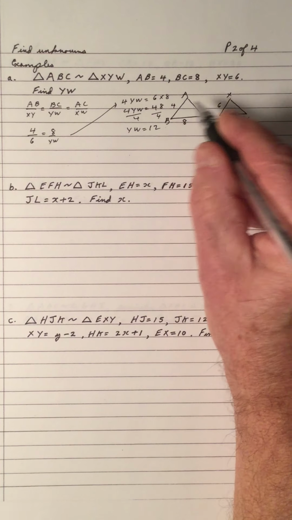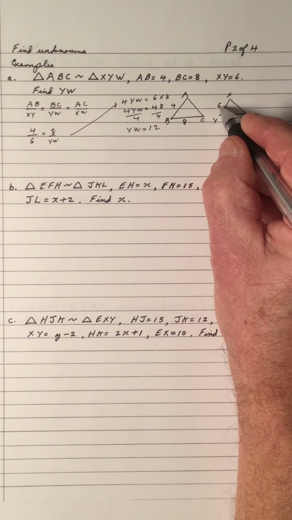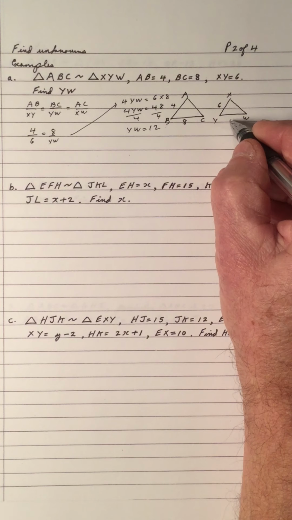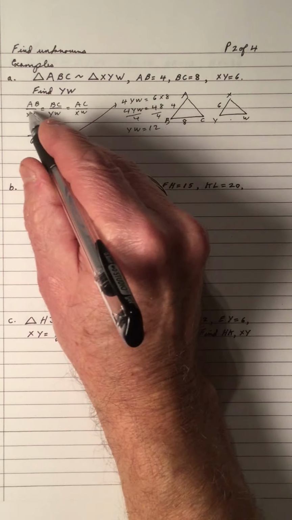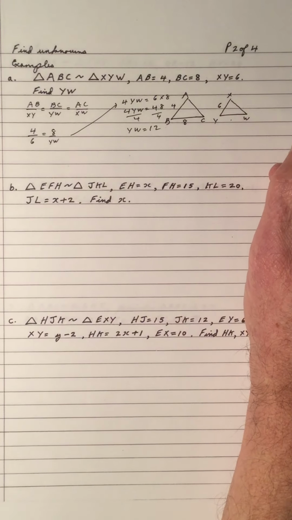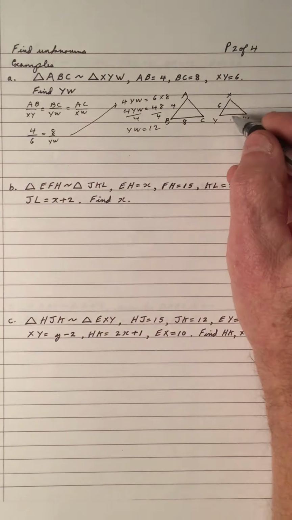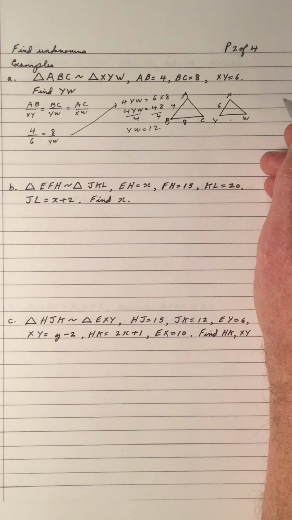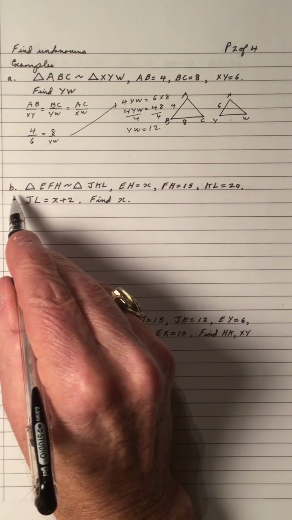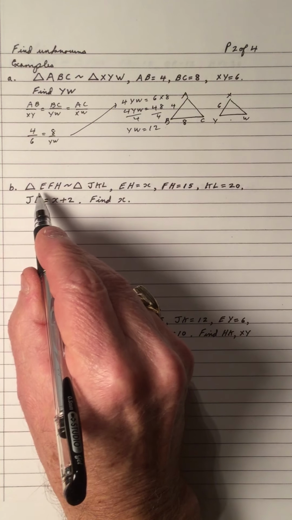So notice now they're matched up, so 4 over 6 is 8 over YW. And that would bring us to this without writing down the proportions. So that might be quicker to do, but that's your choice, not mine. And let's do this one, B.